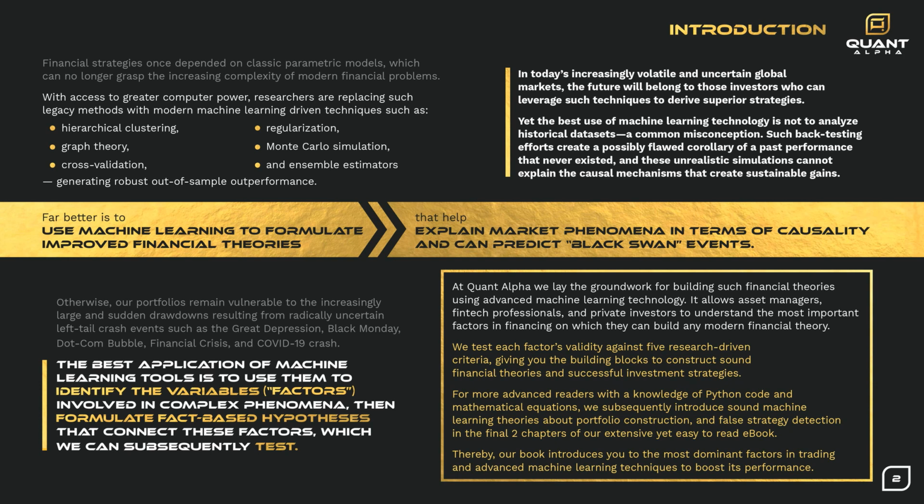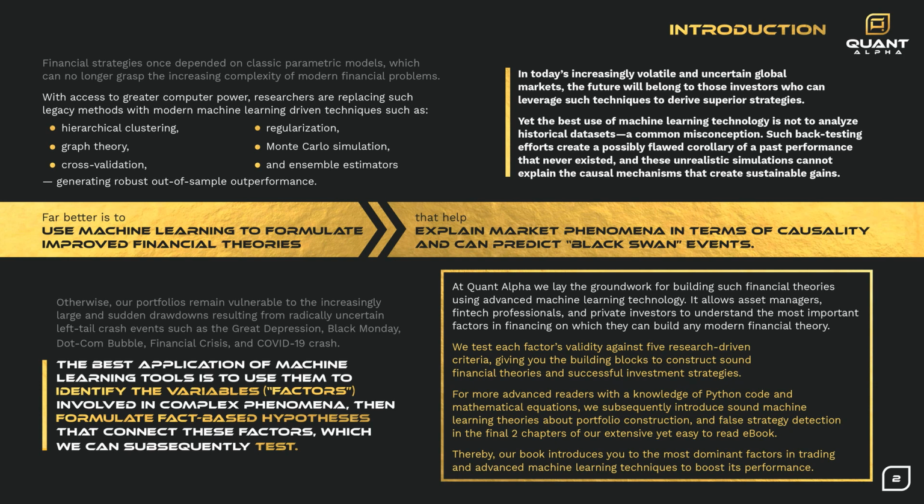Far better is to use machine learning to formulate improved financial theories that help explain market phenomena in terms of causality and can predict black swan events, extremely rare, high-impact, hard-to-predict events. Otherwise, our portfolios remain vulnerable to the increasingly large and sudden drawdowns resulting from radically uncertain left-tail crash events such as the Great Depression, Black Monday, dot-com bubble, financial crisis, and COVID-19 crash.